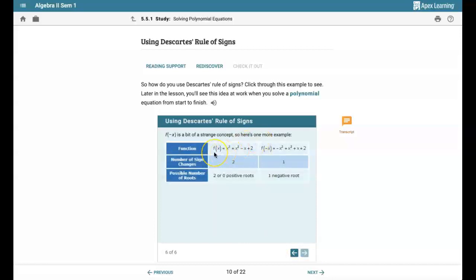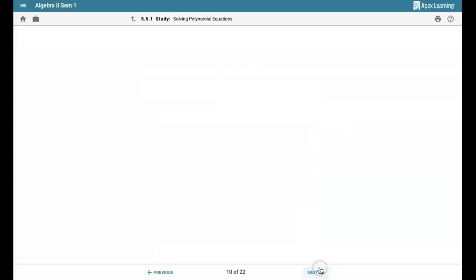Here's another example of one that we were talking about earlier. So here's an x cubed. If it has 2 sign changes, it's either going to have 2 or 0 possible roots. And in this one, it's going to have one negative real root. What this is saying is you're going to have one negative real root. There's no "or" option, because there's no option to have -1 number of real roots.